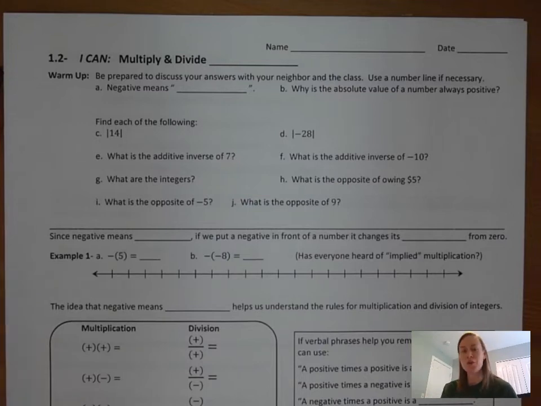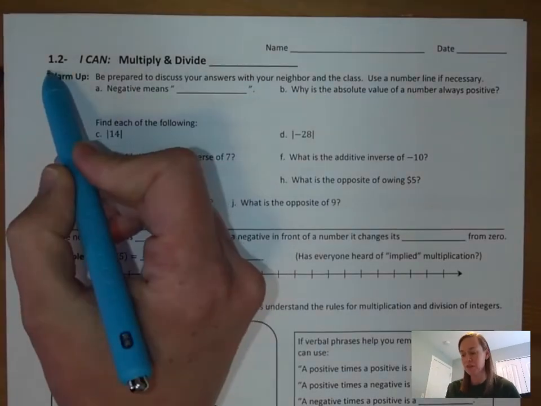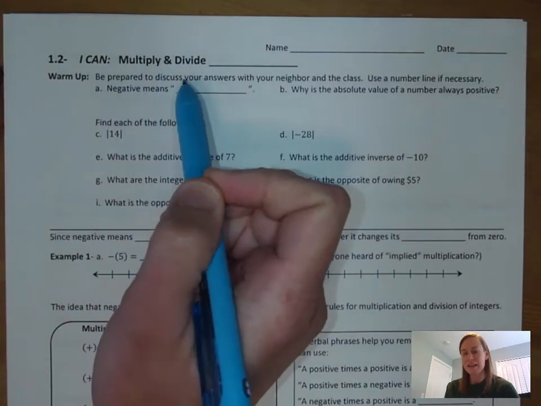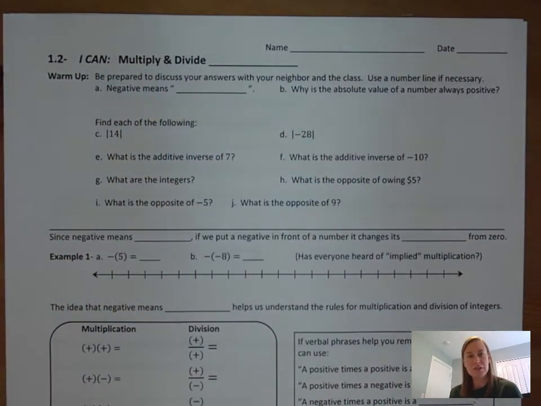Hopefully you have your notes. It should say 1.2 and look like this. And if you don't have access to a printer and don't have those notes printed, just grab yourself a clean sheet of paper and you can write down the answers on your paper, and that'll be great.